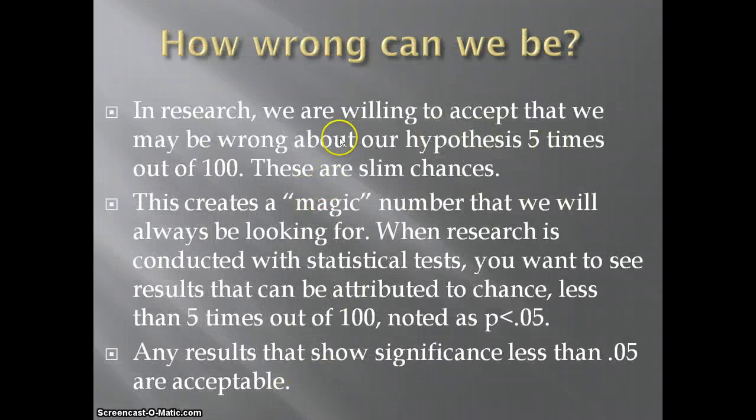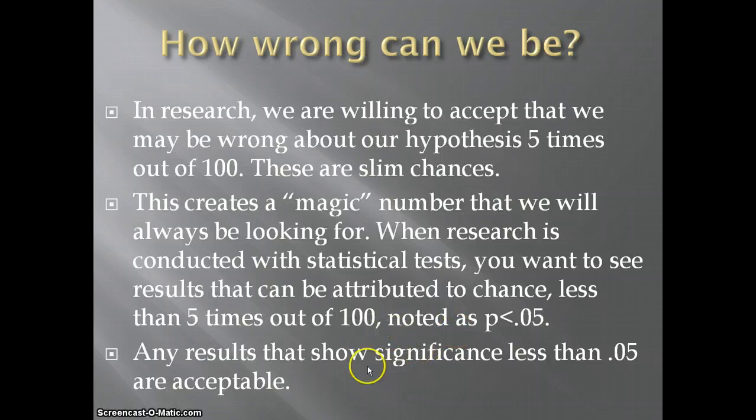We're willing to accept that we may be wrong with our hypothesis 5 times out of 100 due to just pure luck. And that's a slim chance. And what this does is this 5 times out of 100 creates a magic number that we'll always be looking for. When you look at statistical outcomes, you're looking for something called a p-value. And you want a p-value that is less than 0.05. And what that is stating is that less than 5 times out of 100, the results that you got are just due to pure luck.